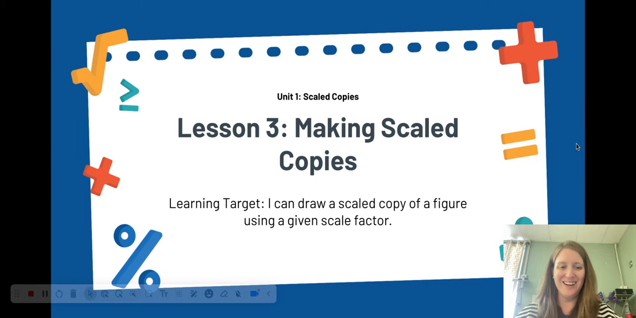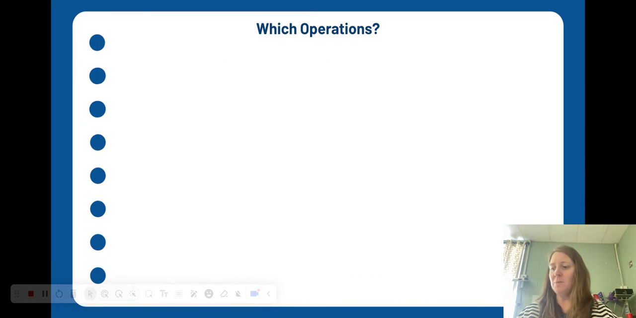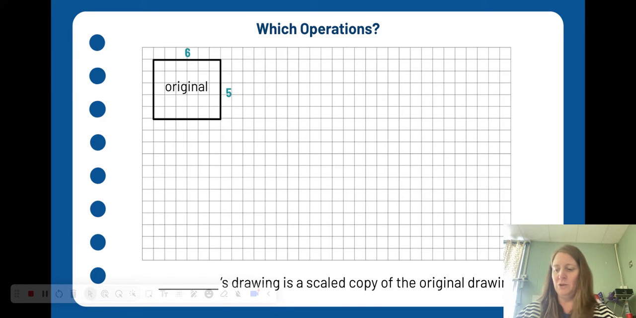So let's get started. The first part says which operations. You are given an original, which is 6 by 5, and on your thing, go ahead and label that 6 and label this 5. And you would count 1, 2, 3, 4, 5, 6 by 1, 2, 3, 4, 5. And it is asking you which drawing, Priya's drawing or Han's drawing, is the scaled copy.